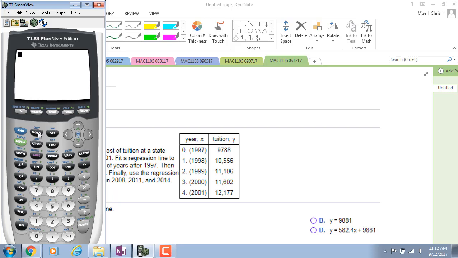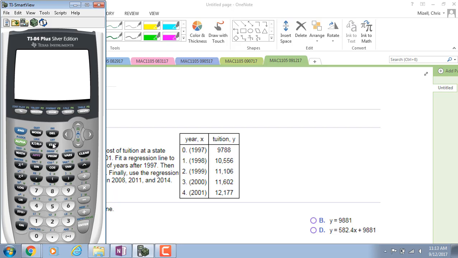Now, I'm going to have the calculator calculate the equation of the straight line that comes as close as possible to as many of these points as possible. So basically we have 5 ordered pairs. We've got 0 and then 9,788, and then over to the right and up a little bit, there's 1, 10,000, 5, 5, 6, and then over to the right a bit and up a bit, there's 2, 11,106. If we tried to sketch a straight line through those points, we'd probably come close to this equation, but the calculator will calculate what's called the linear regression equation, which is the equation of the straight line that comes as close as possible to as many of these 5 points as possible.